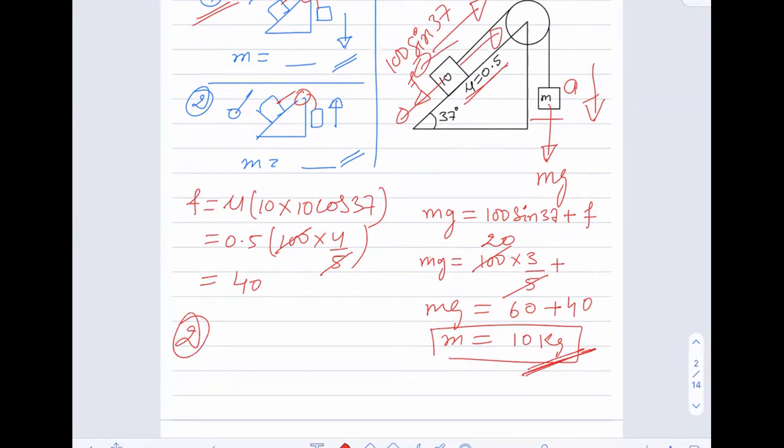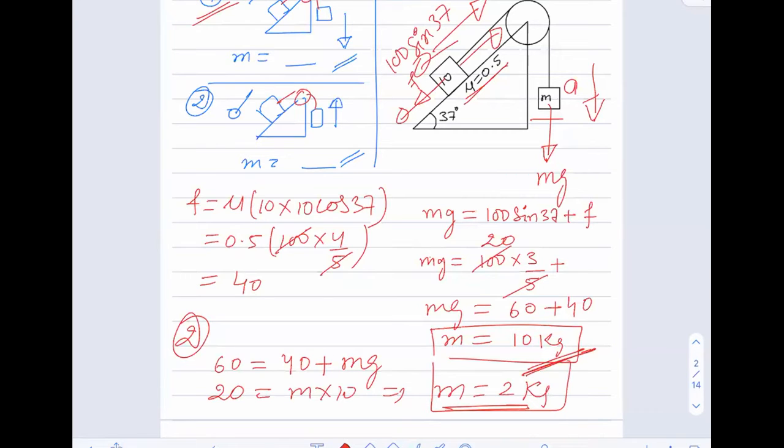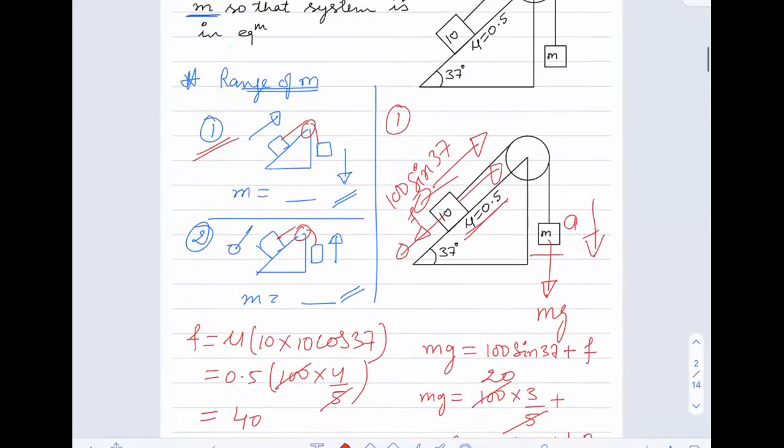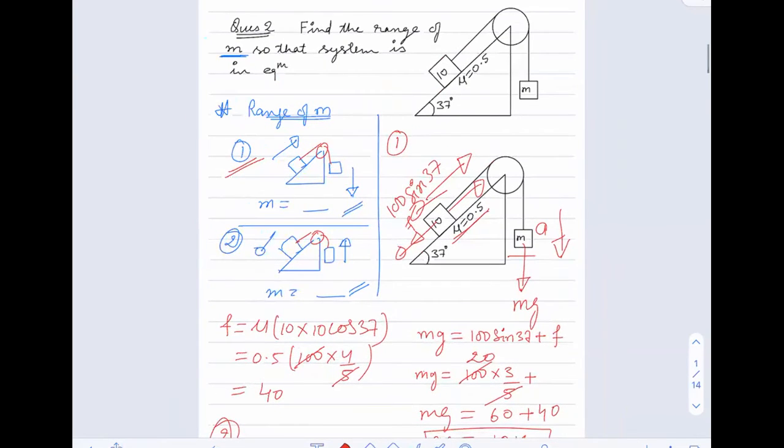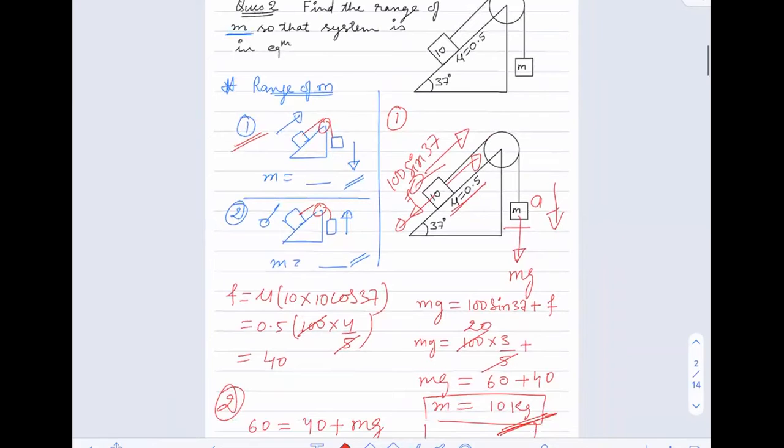So the 60 force will still be acting downward, which will be the driving force. Now the friction force will be acting in the opposite direction, that is 40 plus mg. Now from here I can solve that 20 is equal to m into 10. This implies the mass is 2 kg. So what is the range of the mass? It is from 2 to 10 kg. Understood? Just see here, this was a little bit of a different question.